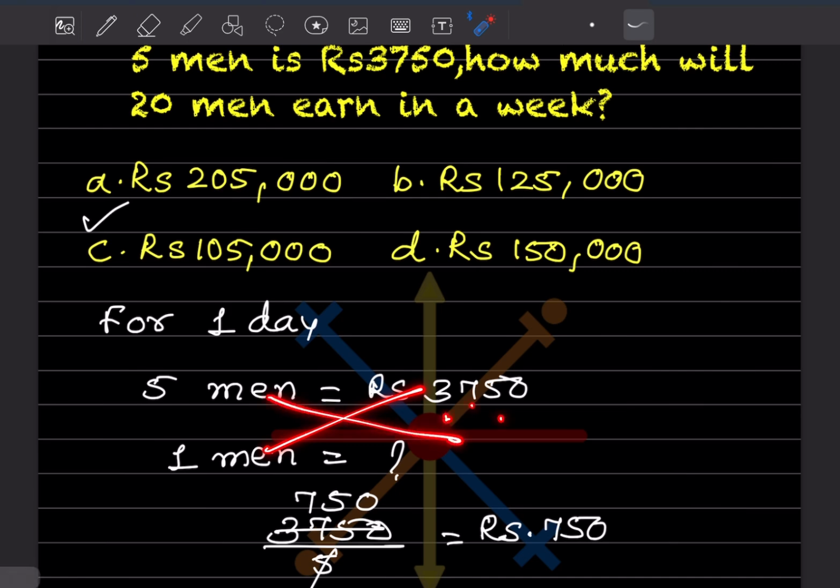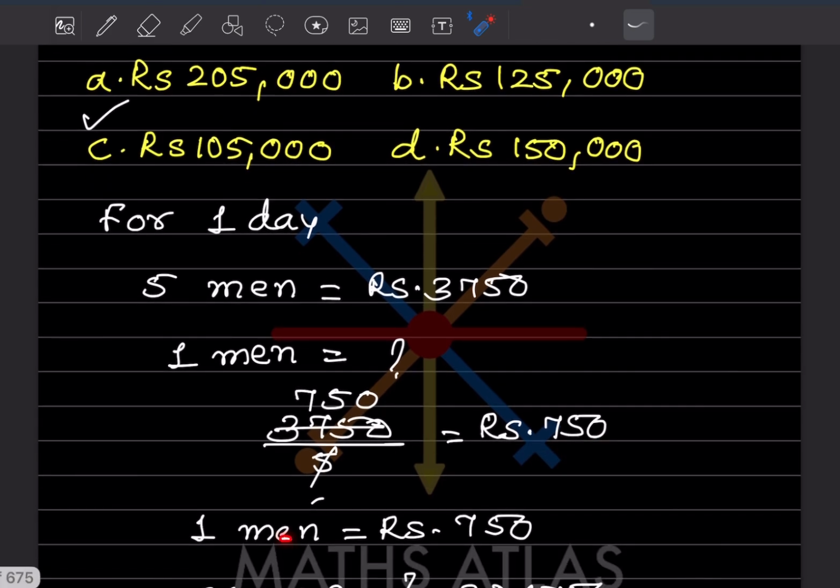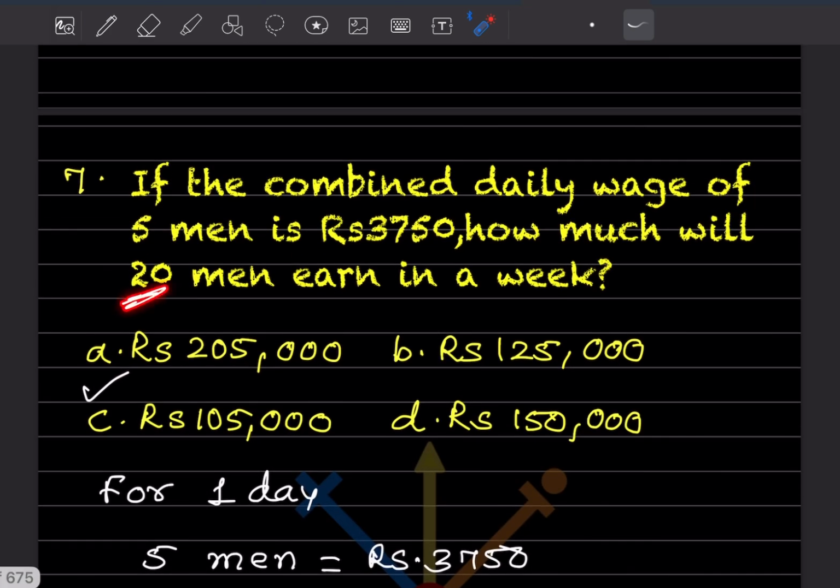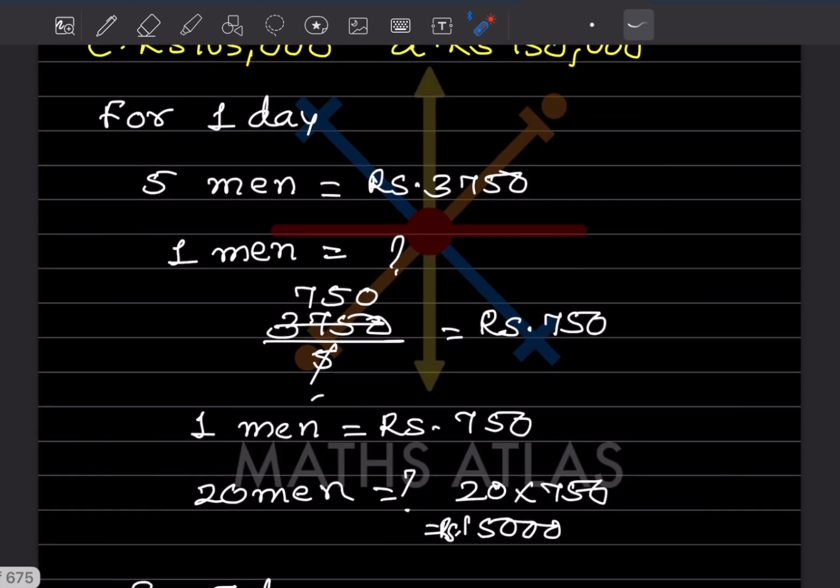So one man will be, we are going to cross multiply. 1 into 3750 is going to be 3750, and this is going to get divided by 5, which will be 750. So now for one man it is 750. How many men do we have? 20 men.